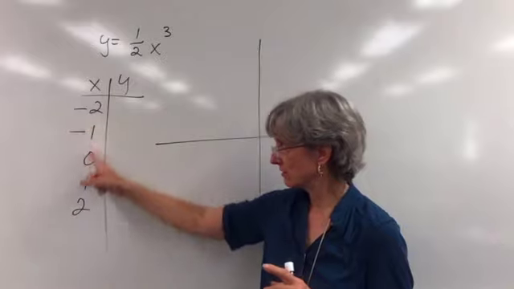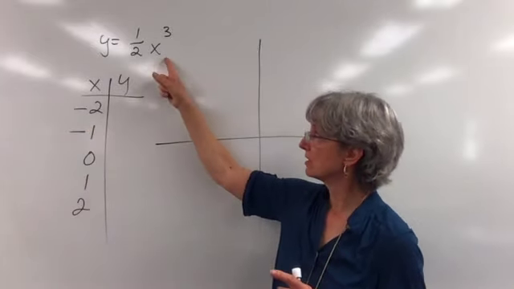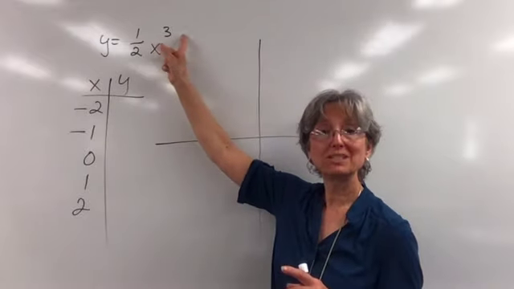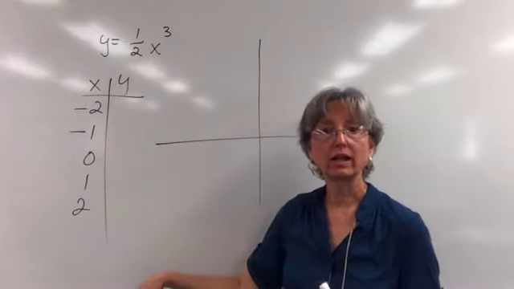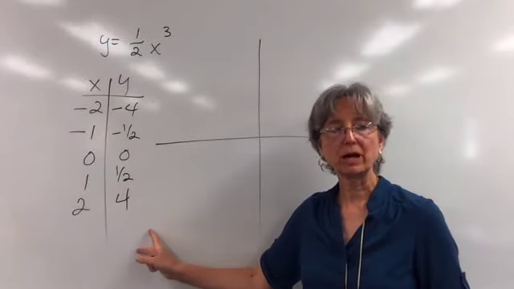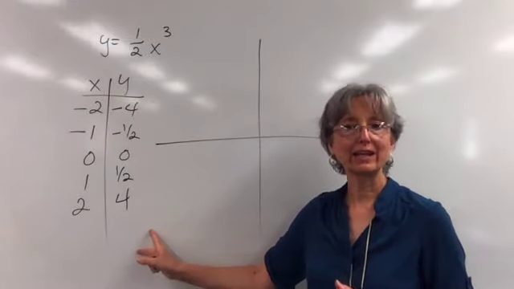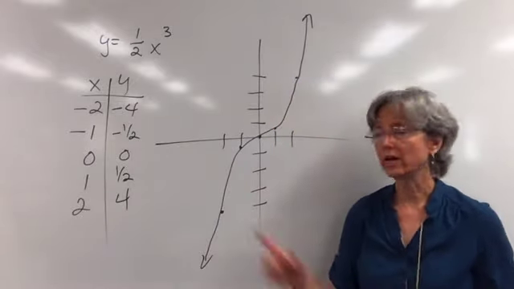So I picked just a few points on either side of 0. I'm going to plug those in. So -2 cubed is -8, and half of -8 is -4. I'm going to go ahead and do the rest of these. Okay, I've determined my points. Now I'm going ahead and I'm going to graph them on the graph. And there's my graph. Notice it does look like a line going in a positive direction.